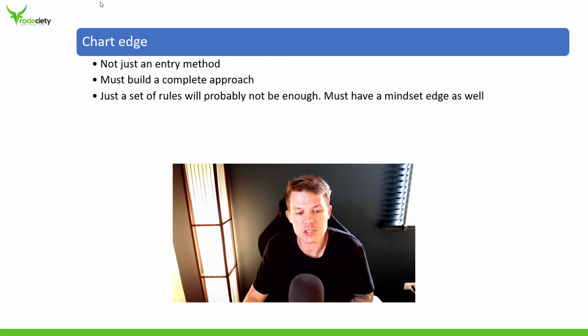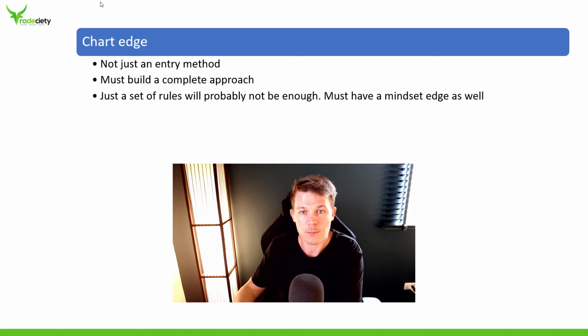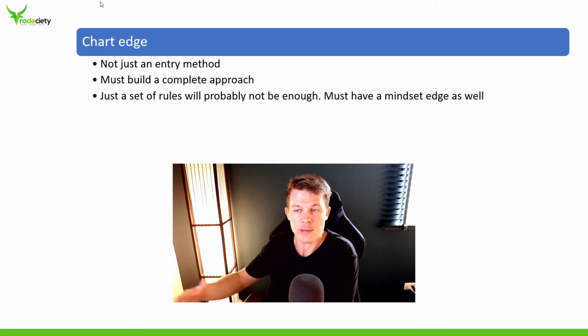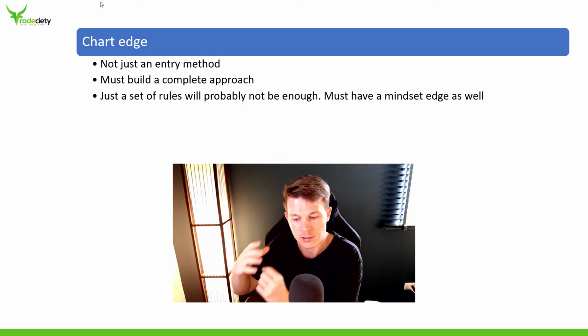So the discretionary part of retail traders is really where we find our edge. Of course, it's very important that you have a set of rules, but it's also very important that you are able to apply those rules, that you are able to stick to them, that you're able to execute them, and that you're able to grow and develop your chart edge.